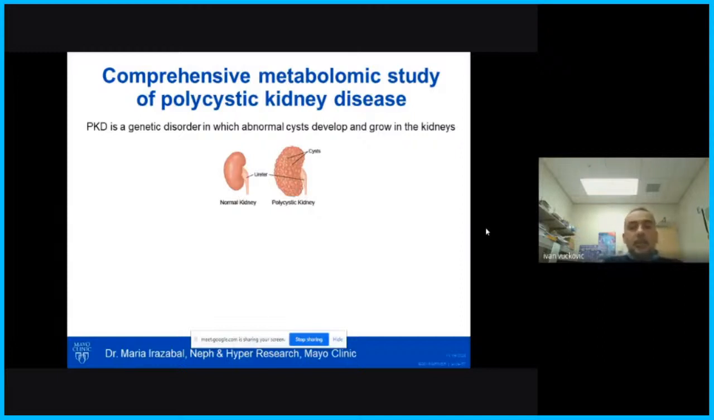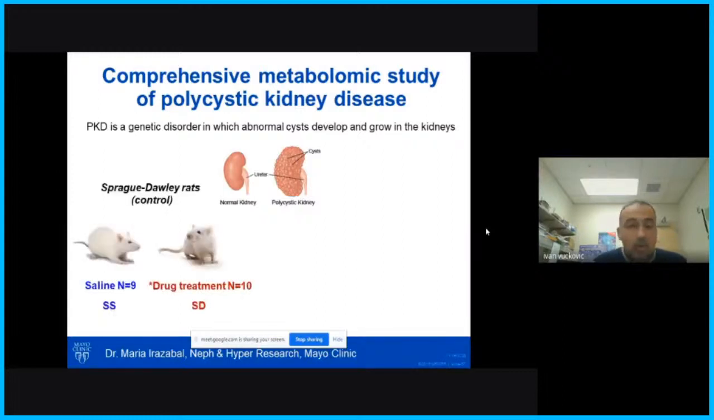It is a genetic disorder in which abnormal cysts develop in the kidneys over time. This is a very comprehensive study that we started a long time ago, and it includes all kinds of samples: urine, tissue extracts, plasma, and cell cultures developed from kidney of polycystic kidney disease patients. And in this particular project, we used Sprague-Dawley rats.